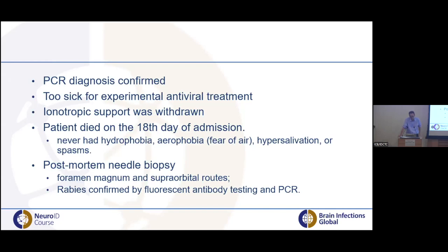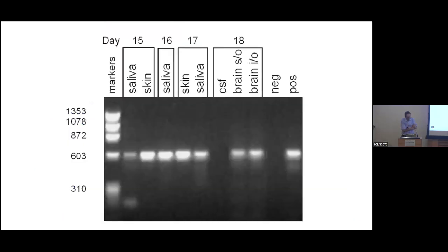And the reason I wanted to present it is that most people, if you saw real encephalitic rabies, would recognize it because it's very characteristic. But paralytic rabies is also worth thinking about in someone with paralysis. So we carried on doing skin biopsies, and you can see they remained positive. And on day 18 after she died, we did a post-mortem needle biopsy, and that was positive as well.